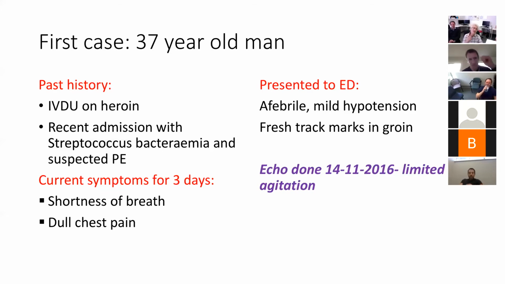Okay. So this gentleman is a known IVDU on heroin, and he had a recent admission with Streptococcus bacteremia and a suspected massive PE that was thought subsequently to be a septic PE. Then he discharges himself and comes back to ED a week later with a 3-day story of shortness of breath and dull chest pain. When he first presents to ED, he's afebrile, he's got mild hypotension, he gets lots of fluid, and they notice fresh track marks in his groin. So the echo was done on the same day that he was admitted.